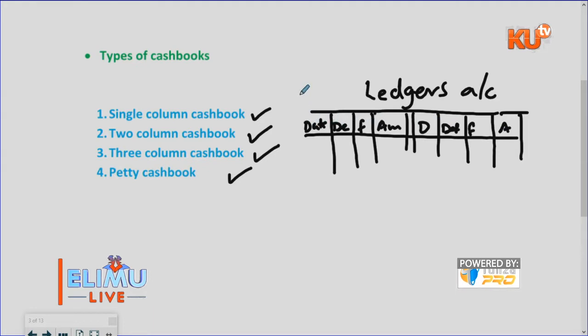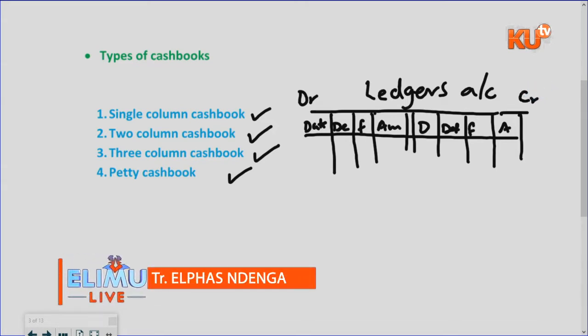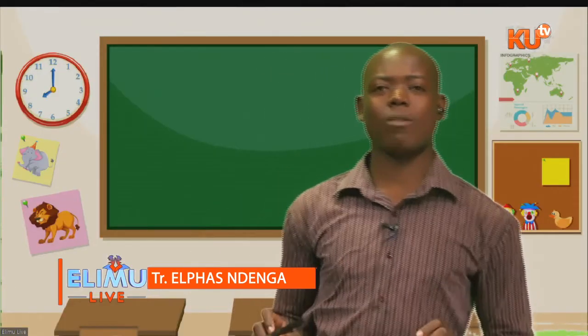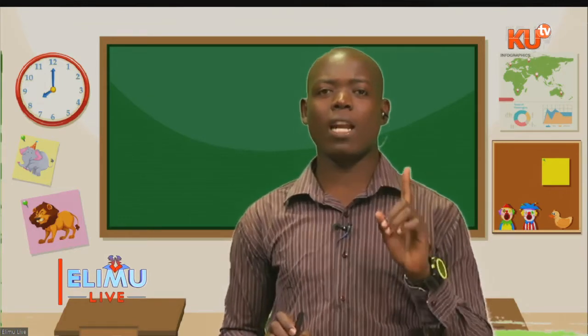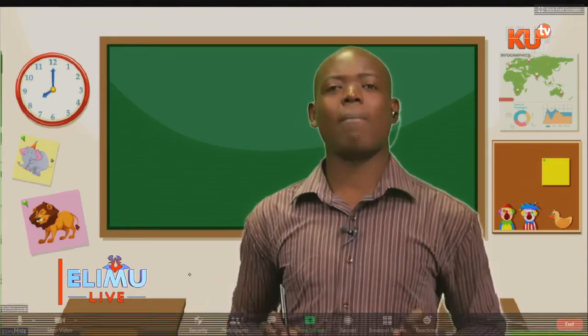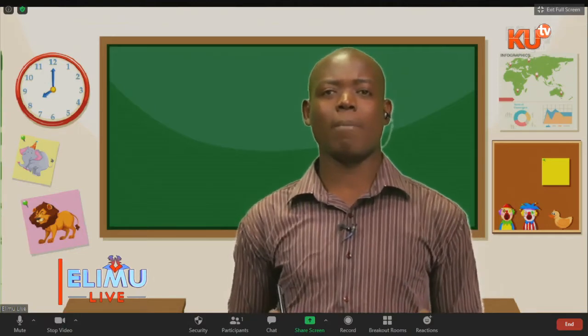And we said that this left-hand side we call the debit side, and the right-hand side the credit side. So that is a ledger. Under ledgers, we discuss one of the accounts as the cash account. We also have the bank account. The cash account has only one amount column on both sides. Again, the bank account has only one amount column on either side of the bank account.